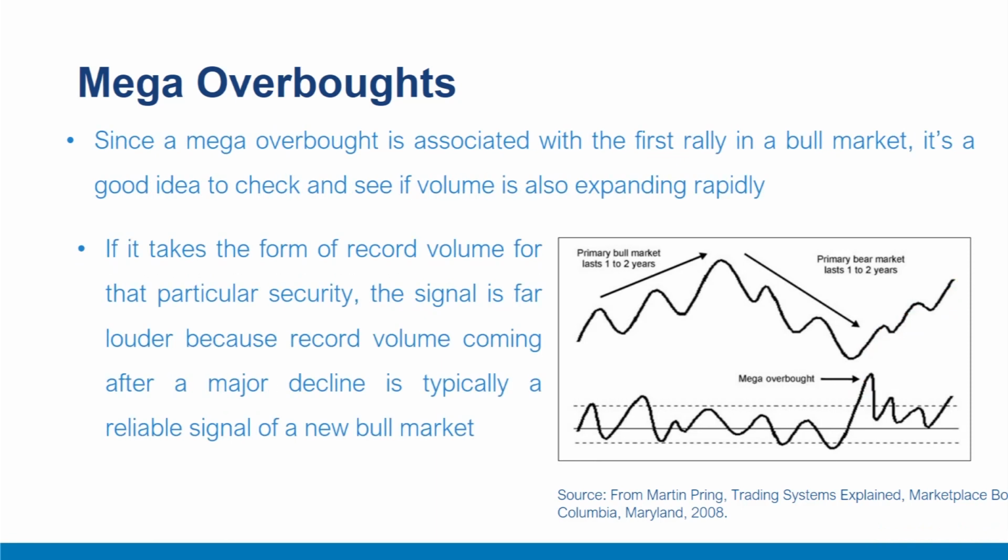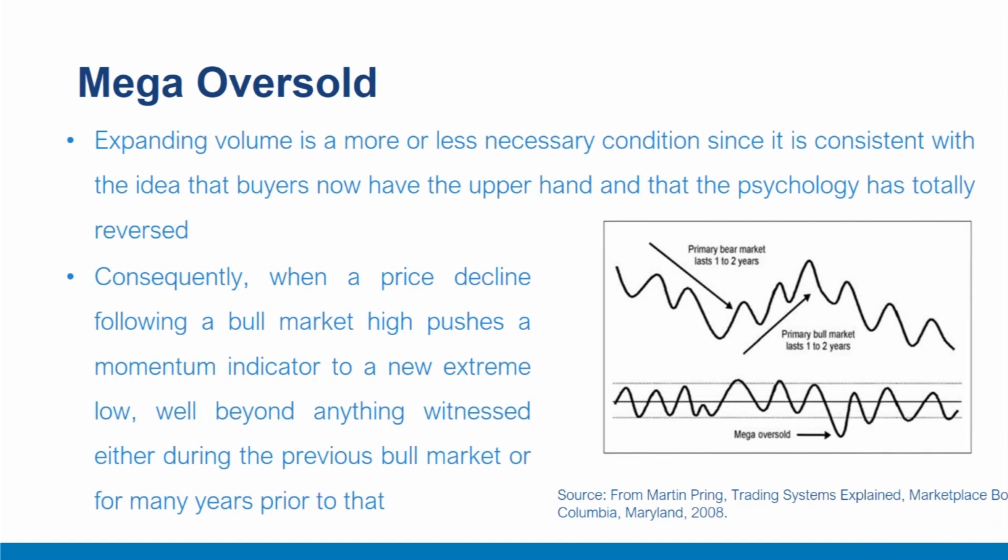Since a mega overbought is associated with the first rally in a bull market, it is a good idea to check and see if the volume is also expanding rapidly. If it takes the form of a record volume for that particular security, the signal is far louder, because record volume coming after a major decline is typically a reliable signal of a new bull market. Expanding volume is more or less a necessary condition since it is consistent with the idea that buyers now have the upper hand and the psychology has totally reversed.